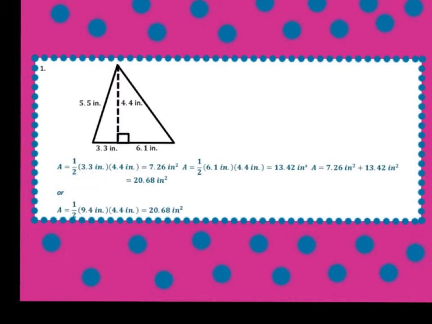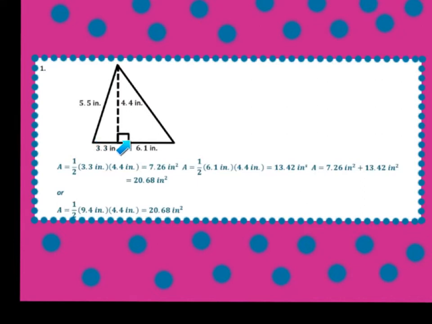For our first triangle, we would plug 3.3 inches into the base and 4.4 inches into the height, giving us 7.26 square inches. For the area of the second triangle, we plug the base 6.1 inches and the height 4.4 inches into our formula A equals 1/2 base times height, giving us the area of 13.42 square inches.